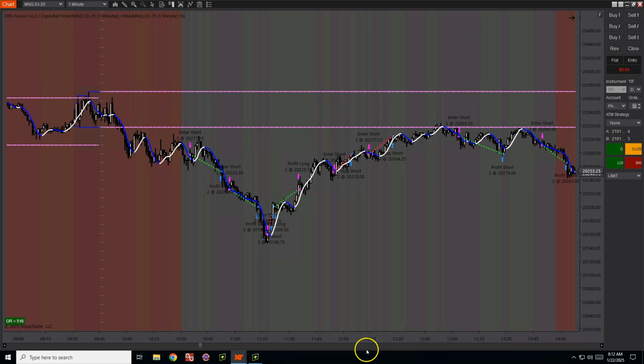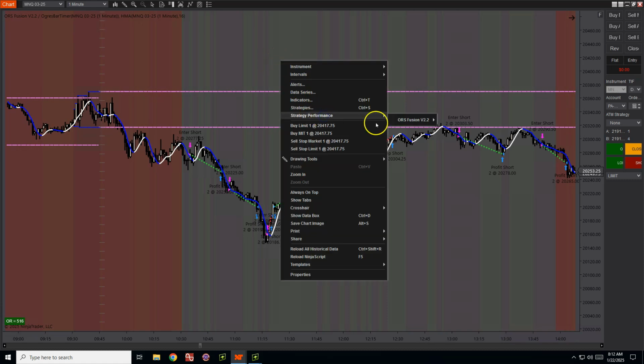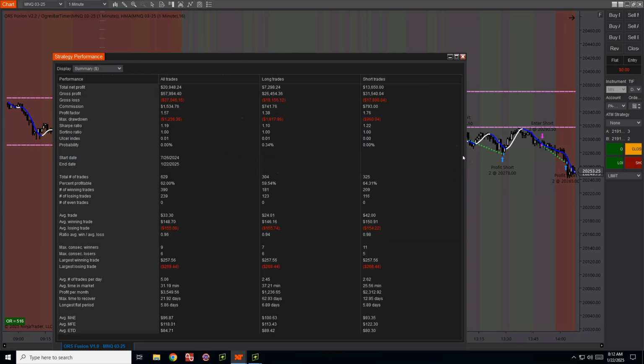So I went and scrolled back through our 6 months of backtest data here. We don't go past 6 months of data because contract rollovers, data gaps, all that stuff gets pretty bad after 6 months. So we try to stick with either a 90-day backtest or a 6-month backtest. That's our control. Let's go back to the backtest here real quick so you can see our data set, like how much data, how many trades do you really need to see? We got 629 trades on the 1-minute chart.